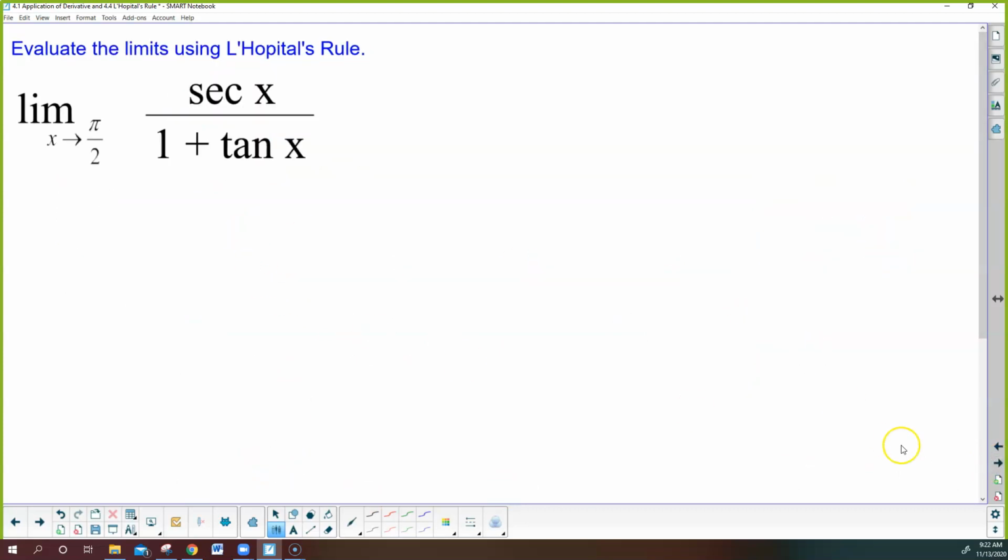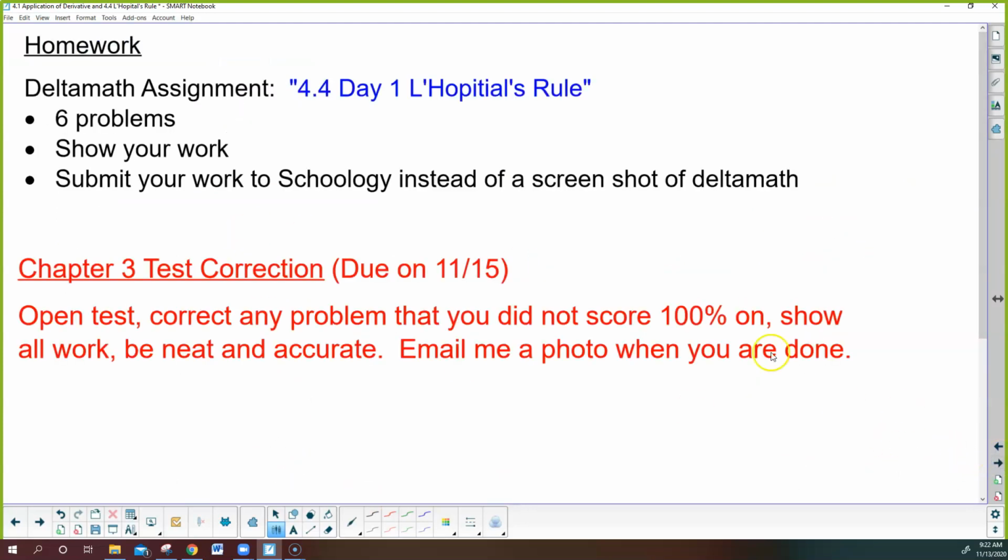Okay, so here's what we got. We're going to do this one on Monday or Tuesday. Your homework tonight is 6 problems. I'm going to ask that you show all of your work, the correct steps for L'Hopital's Rule, and then you're going to submit your work. Instead of doing a screenshot of the Delta Math 4.4 Day 1 L'Hopital's, I don't want to see the screenshot. I want you to submit your work to Schoology.